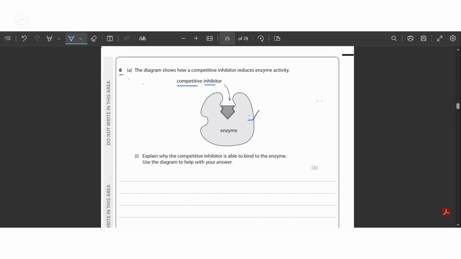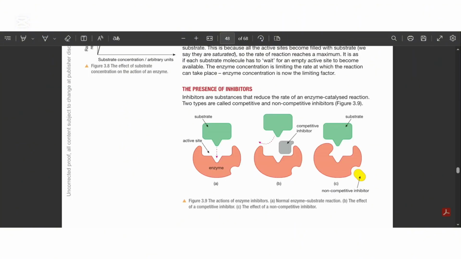Since the concept of enzyme inhibitor and enzyme activity has already been discussed, if you have seen question number 2, I have already discussed how these work. But since this competitive inhibitor has come again in this question, I will discuss this part in brief, focusing on how the competitive inhibitor works. So let's have a short review.